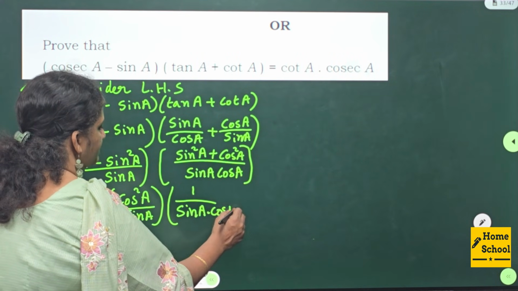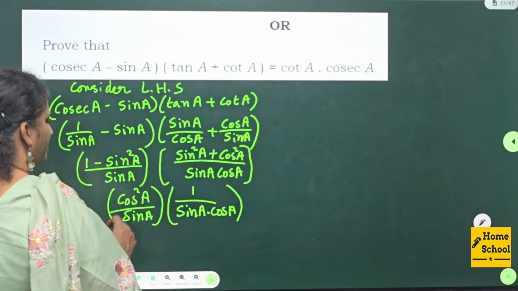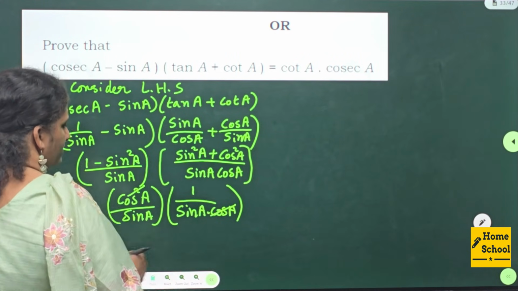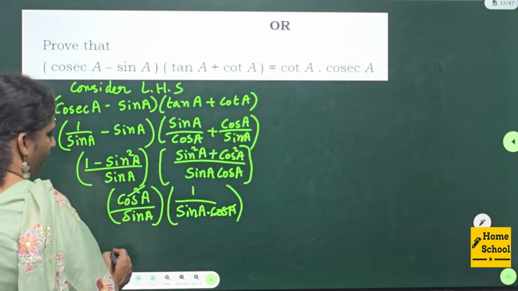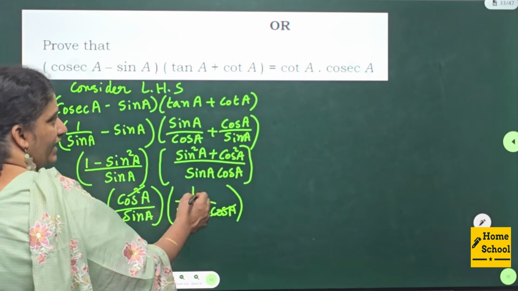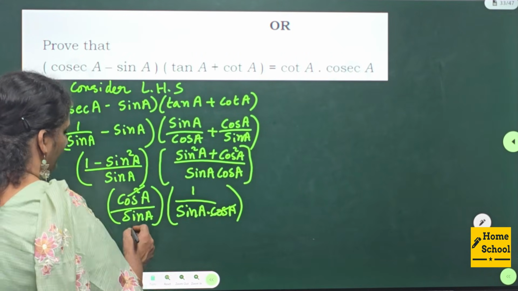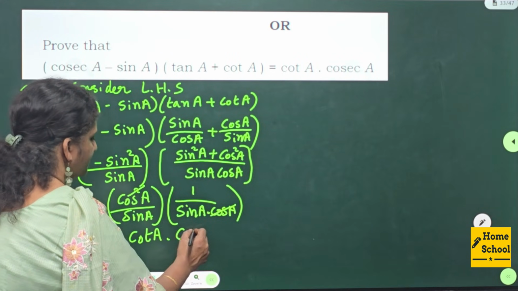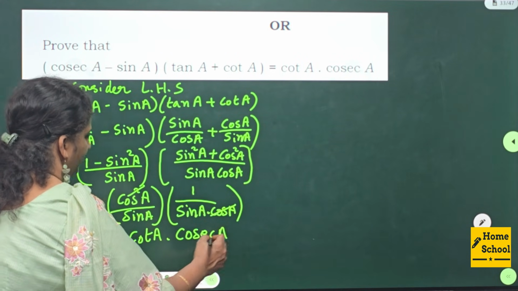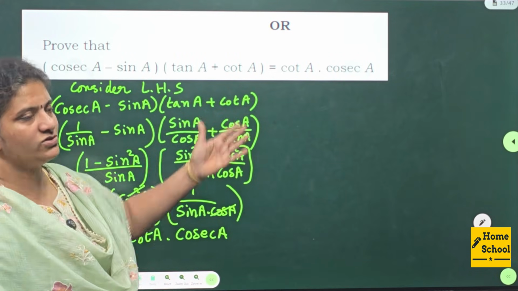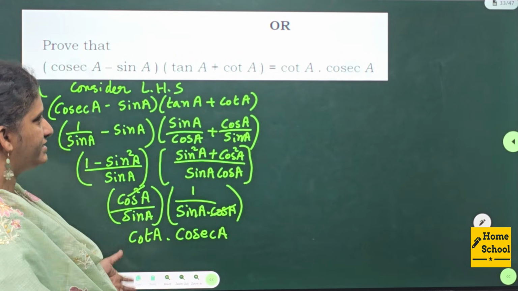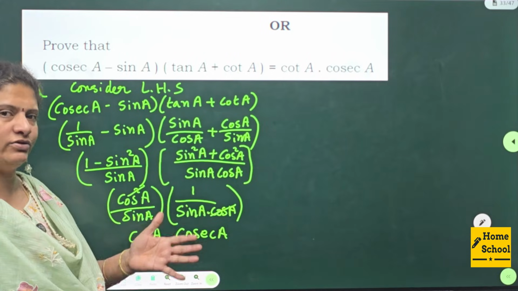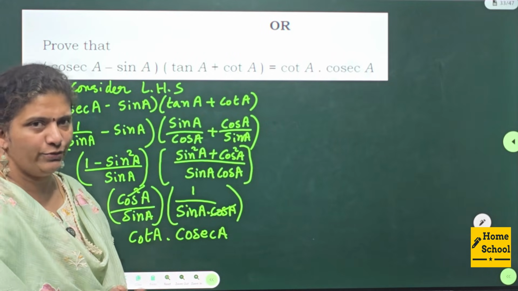These all reasons you need to write on the right side, children. 1 cos A, 1 cos A cancel. And we are left with cos A by sin A into 1 by sin A. That is cot A into 1 by sin A, which is cosecant A. Observe here, this is only your RHS. Therefore, LHS is equal to RHS. Rewrite the question and say, hence it is proved.